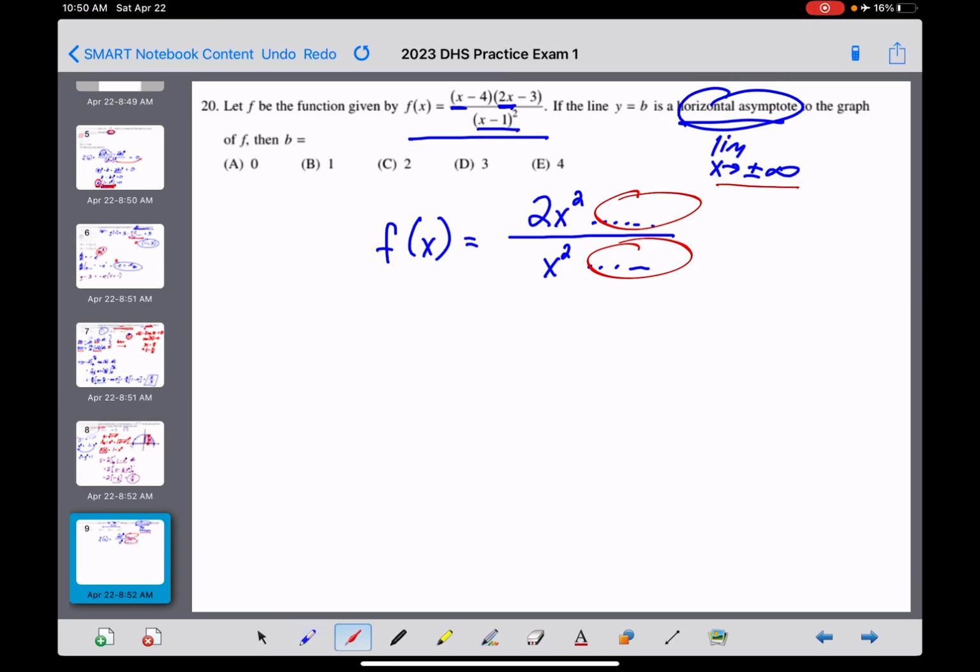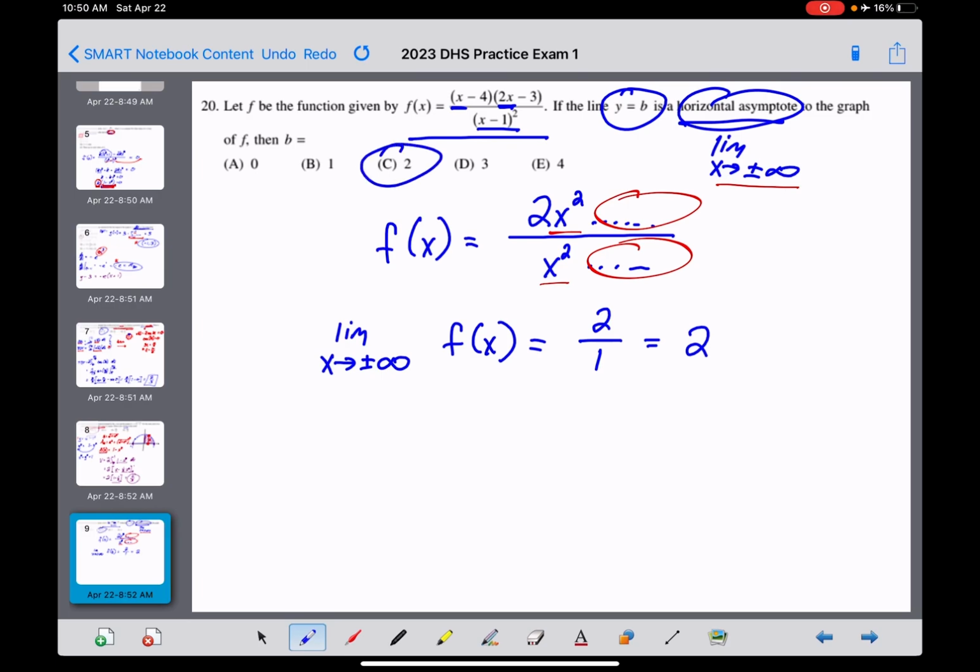We're looking at the degree of the numerator, which is 2, and the degree of the denominator, which is also 2. So in that case, guys, the limit as x approaches either plus or minus infinity of this function right here is simply going to be the quotient of its leading coefficients, a 2 on the top and a 1 on the bottom, and there we get y equals 2 for this limit, which is your horizontal asymptote right here. And that was the equation, guys. Y equals b is the asymptote, and that b value we needed is 2. So that was the answer for number 20.